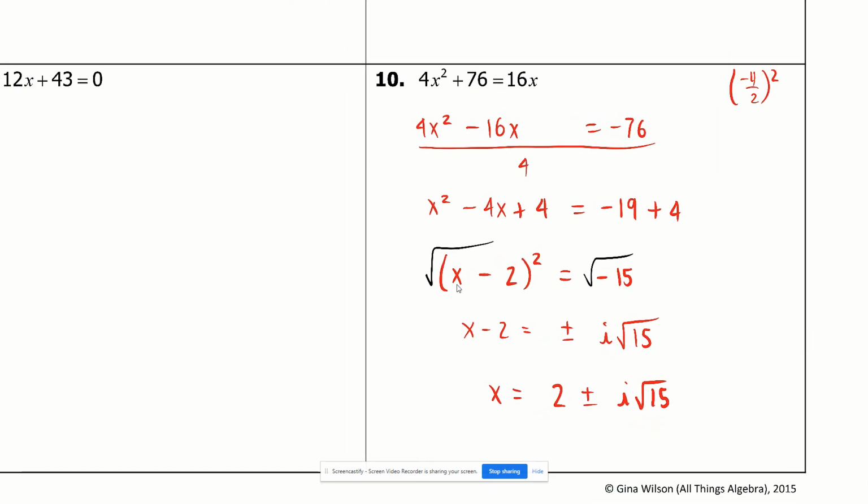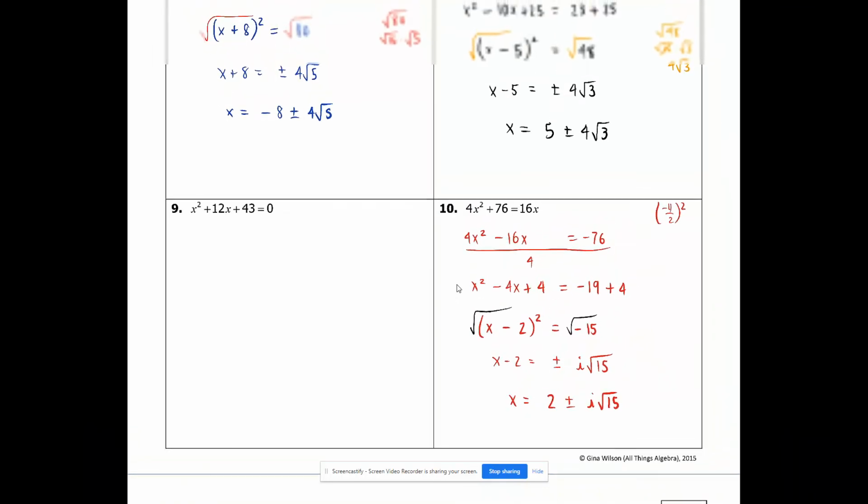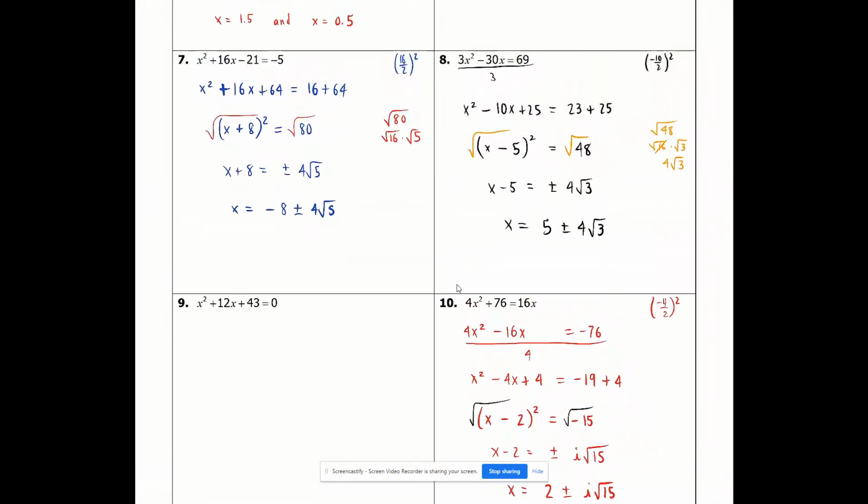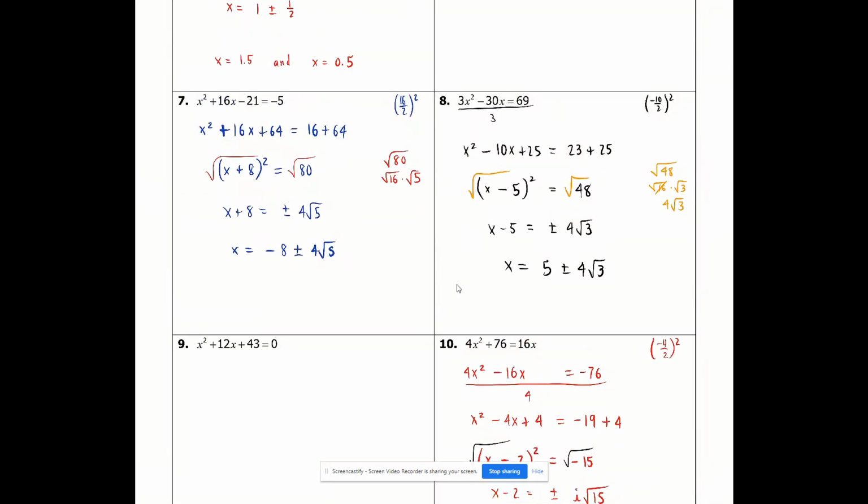And that, you guys, is how you complete the square. Now, I know that it's got its challenges. I would not put it in a category that I would say, oh, well, that's easy. I don't think it's easy. But I do think it's doable. I think you can do it.